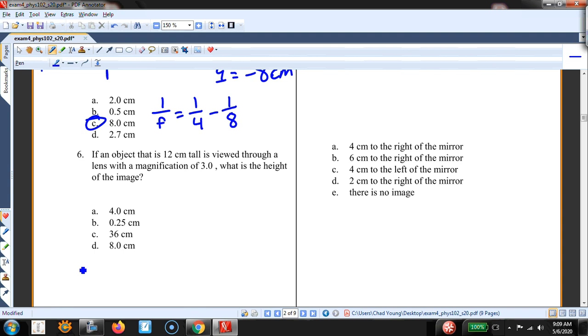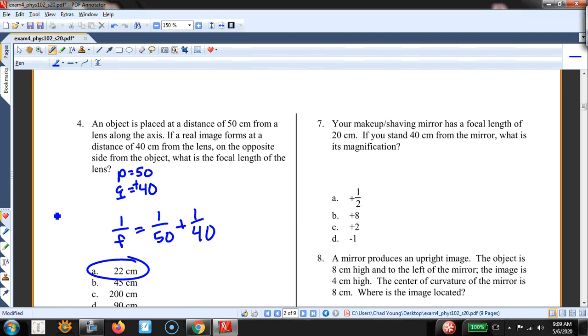If an object is 12 centimeters tall, viewed through a lens with a magnification of 3, what is the height of the image? Well, if it's originally 12 and I magnify it by 3, then the answer is going to be 36.